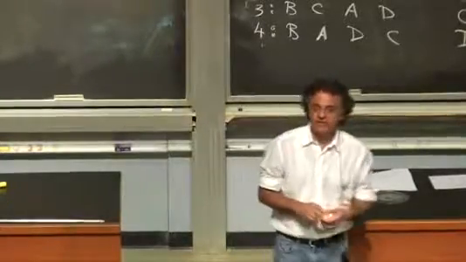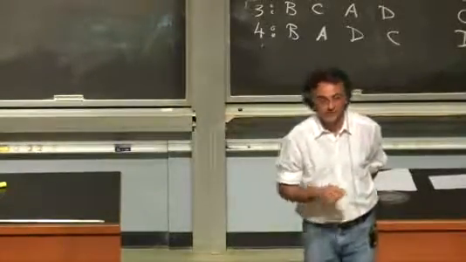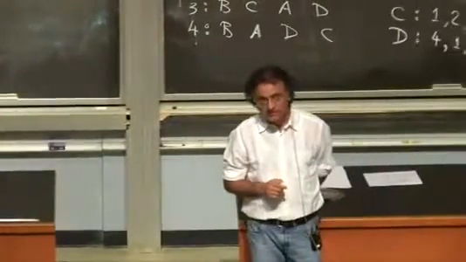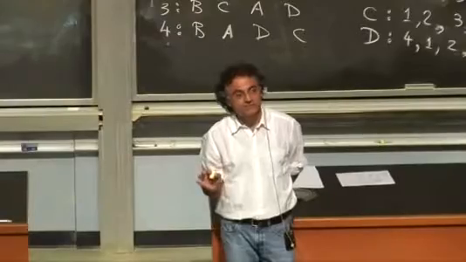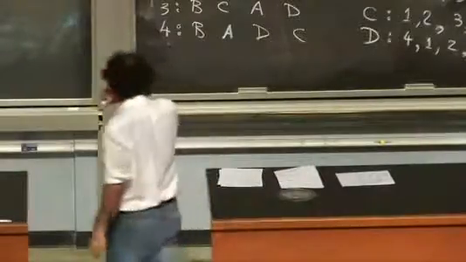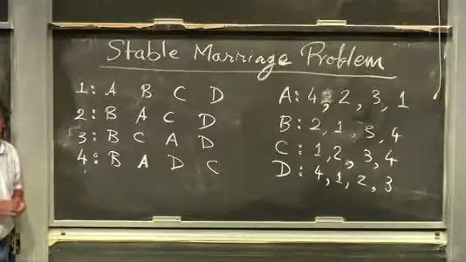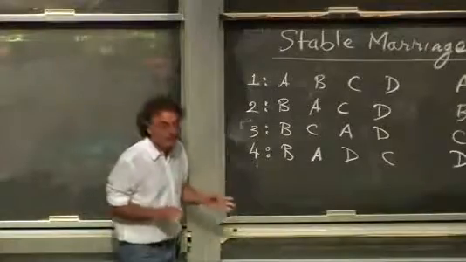Today we'll talk about the stable marriage problem and the stable marriage algorithm. So the problem is very simple. The problem consists of this. You're running a dating service. There are n men and n women.